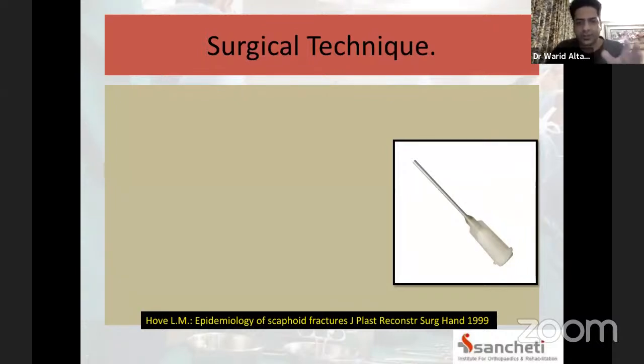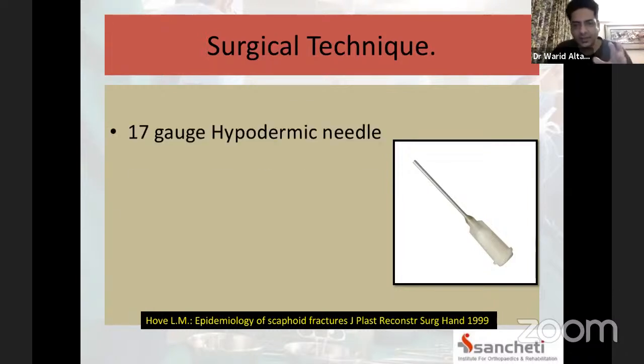I'm talking of percutaneous fixation first, which we do in acute scaphoid fractures, which is a retrograde percutaneous fixation. What we use is a 17 gauge hypodermic needle, which acts as a sleeve for your guide wire.